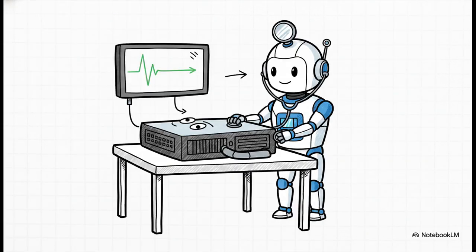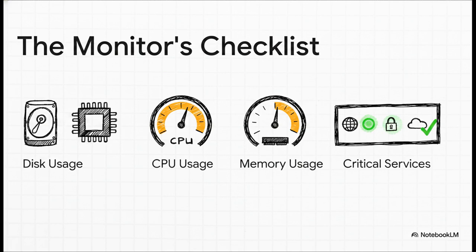And for our third and final tool, we have the system monitor. You should think of this script as your server's personal doctor. It's constantly checking its vital signs, looking for any problems before they can turn into full-blown catastrophes. So what kind of vitals is it checking? Well, it keeps an eye on the big three resources: disk usage, CPU usage, and memory usage. It'll let us know if any of them cross a dangerous threshold.